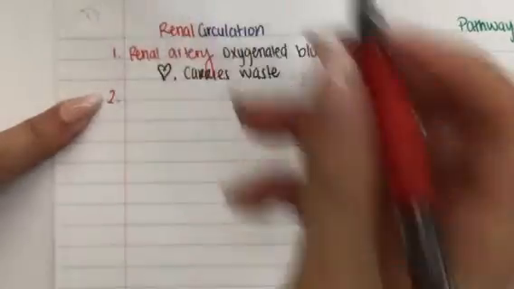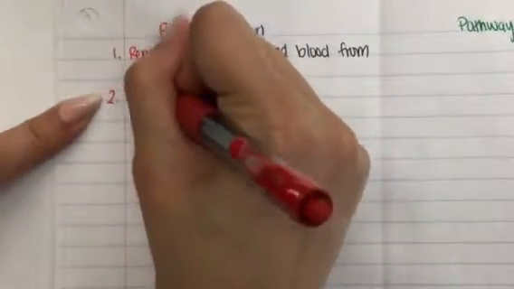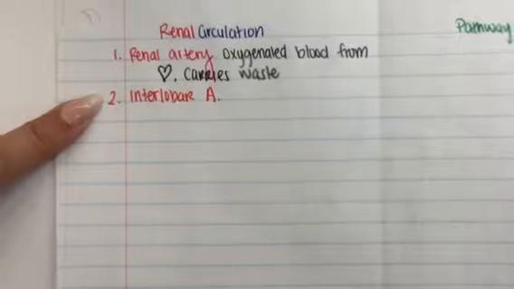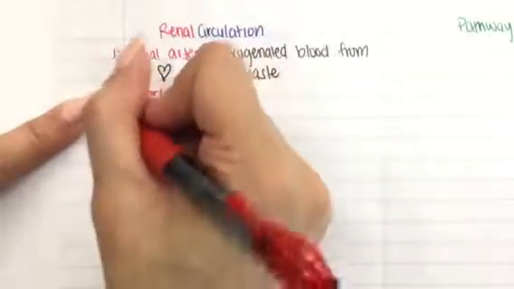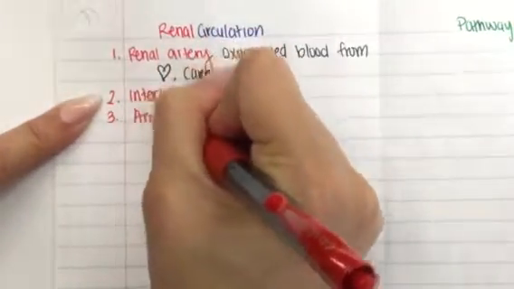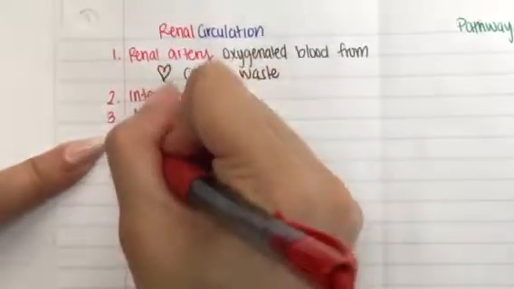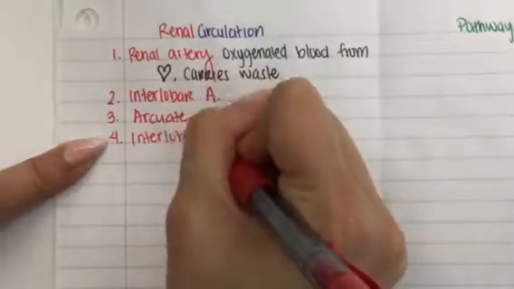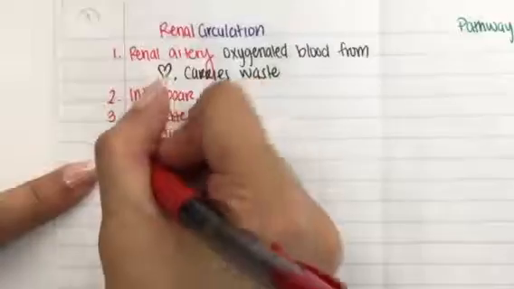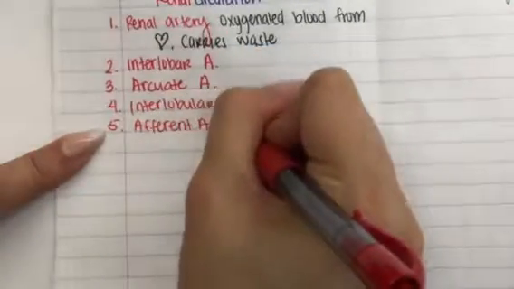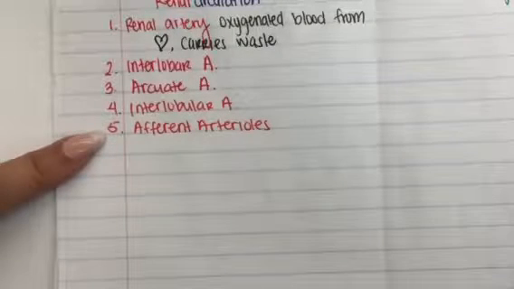The blood comes through the renal artery and then enters into the interlobar arteries, which are found between the renal pyramids. I'm just going to abbreviate arteries with an A now. And then the interlobar arteries will form the arcuate arteries, which is that arch around the renal pyramids. The arcuate arteries have smaller branches coming off of them called the interlobular arteries. And then the interlobular arteries have even smaller branches coming off of them called afferent arterioles. What is the difference between an artery and an arteriole? Size. Arterioles are smaller.